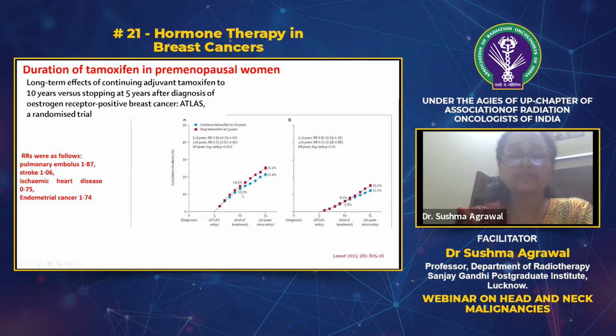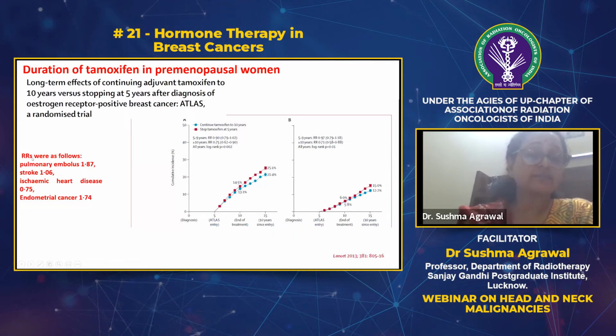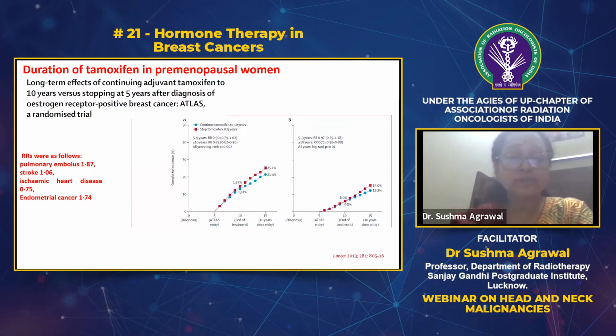So what was the difference in the results? At 10 years, you see that the difference was only 1.5% in terms of recurrence. But there was a carryover effect which resulted in a 4% difference. And this also reflects in the breast cancer mortality of 3% at the end of 15 years. So though it is beneficial, it comes at a cost. The relative risk of pulmonary embolism was 1.8, stroke was 1, ischemic heart disease was 0.75, and endometrial cancer was 1.74. So we all know that these women on long-term tamoxifen have to undergo a vaginal ultrasound, and we have to be on the lookout for any evidence of thromboembolic phenomena.